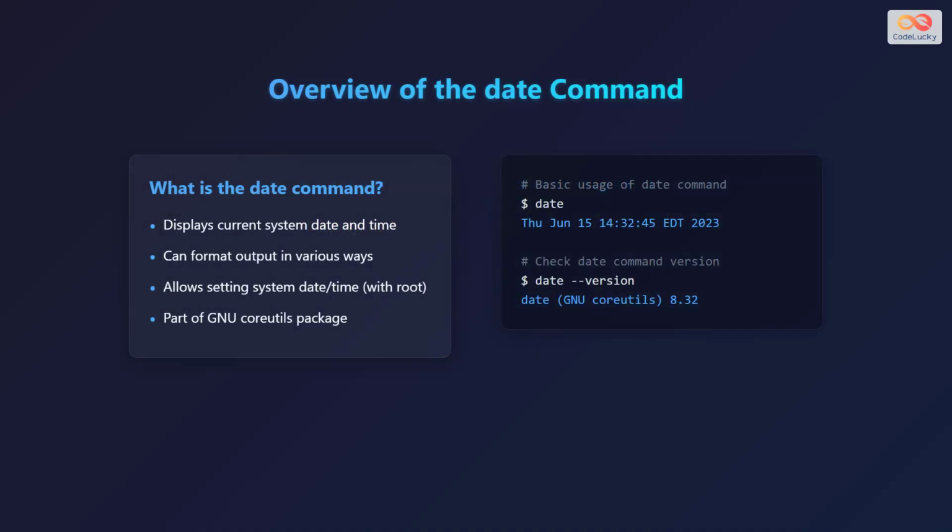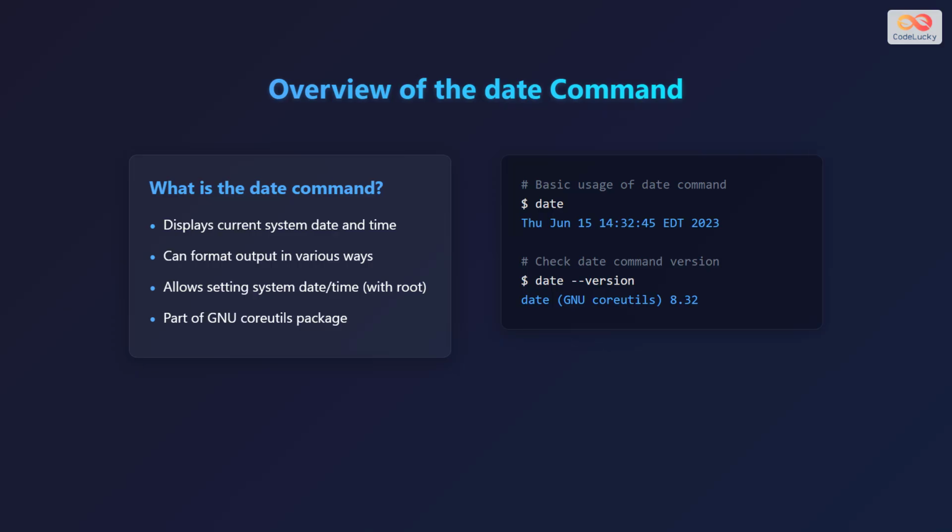The date command is a versatile tool available in most Linux distributions. Primarily, it displays the current system date and time. A key feature is its ability to format the output in various ways, allowing you to customize how the date and time are presented. Furthermore, with appropriate permissions, it also allows setting the system date and time. The date command is a part of the GNU coreutils package, which includes essential command line utilities for Linux systems.